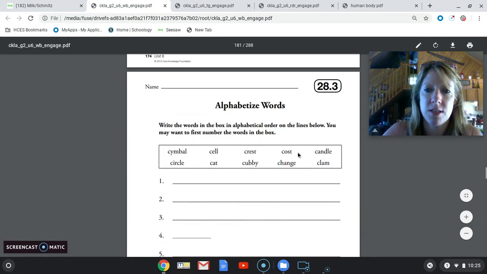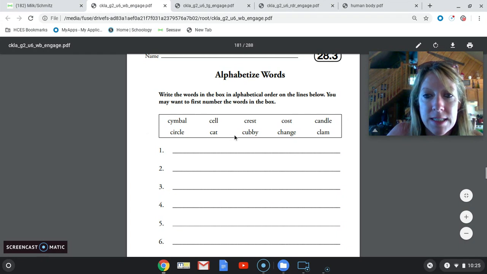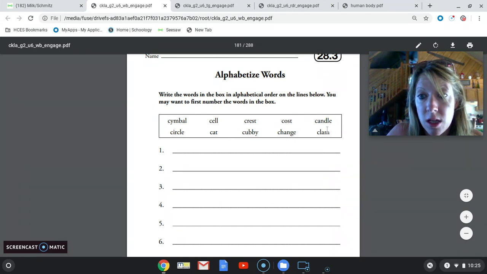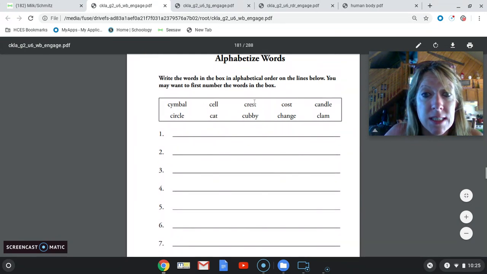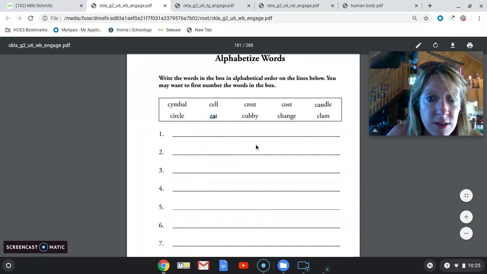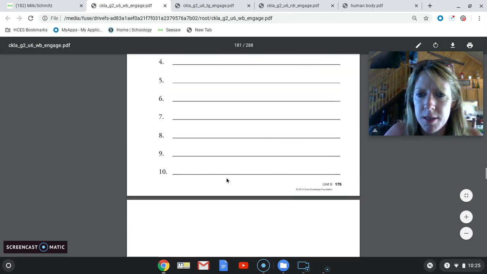Then for fun, you get to alphabetize these words. We have symbol, cell, crest, cost, candle, circle, cat, cubby, change, clam. Notice they all start with a C, so you're alphabetizing to the second letter. Sometimes the third letter, because we have a CA right there and a CA like right there. So try to put these 10 words in alphabetical order.